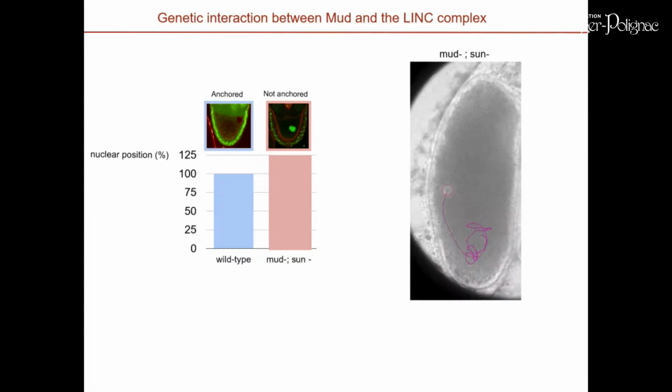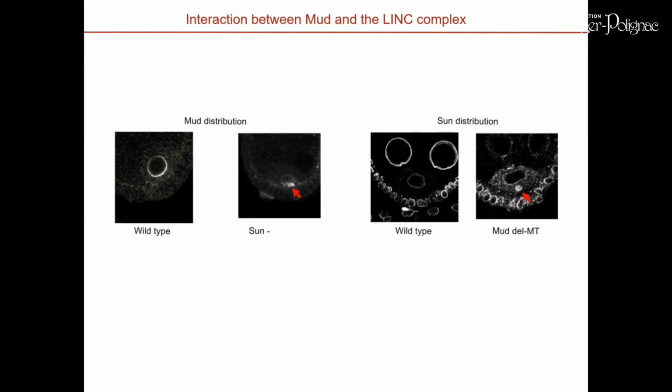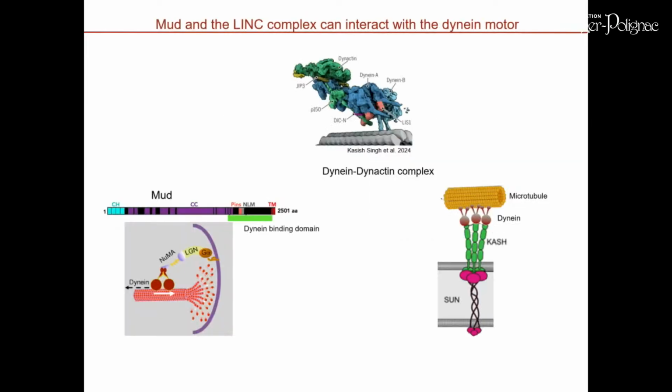Mud and the LINC complex somehow interact because upon inactivation of the LINC complex, the distribution of Mud at the level of the nuclear envelope is compromised. Reciprocally, when you have a mutation for Mud, the distribution of at least Sun is affected. Next, we wanted to investigate by which process Mud and the LINC complex, in relation with the microtubules, control the anchorage of the nucleus.